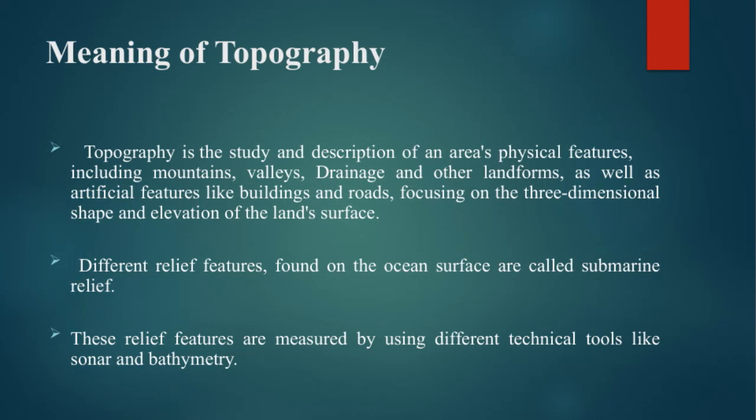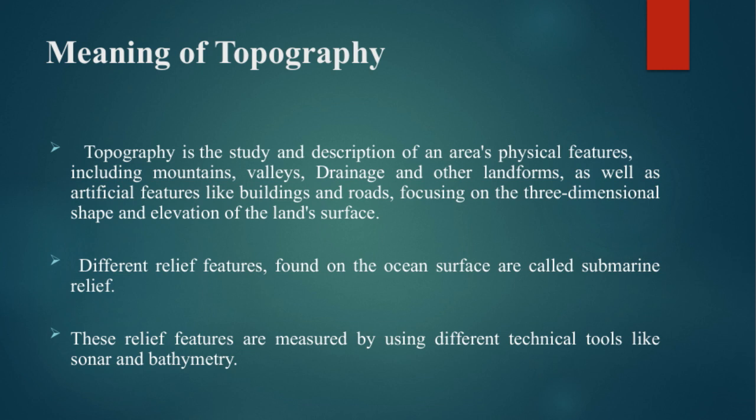Topography is the study and description of an area's physical features. It includes things like mountains, valleys, drainage patterns, and other landforms that shape the landscape. It also considers artificial features such as buildings and roads. The focus is on understanding the three-dimensional shape and elevation of the land's surface, which helps us grasp how the terrain looks and how it influences human activity and natural processes.